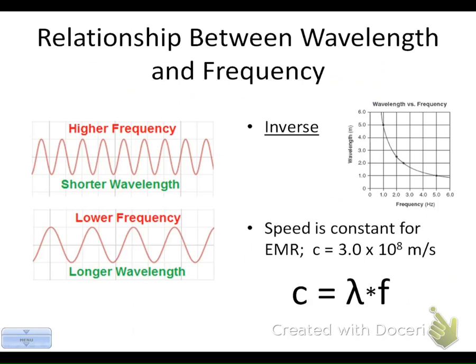Because we're dealing with EMR, all of those types of radiation I showed you on the graph, the radio, the microwave, the color blue, UV, X-ray, they're all moving at the same speed that we call the speed of light, and that is 3.0 times 10 to the 8 meters per second. That's 300 million meters in every 1 second. And this equation is the one we'll be using to solve problems when we're trying to find a wavelength or find a frequency given just the other property.